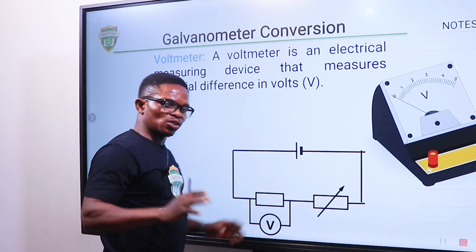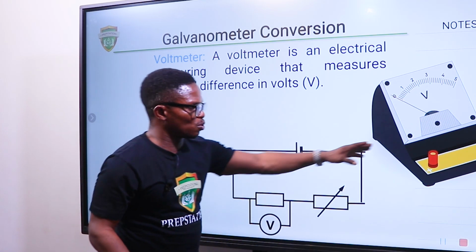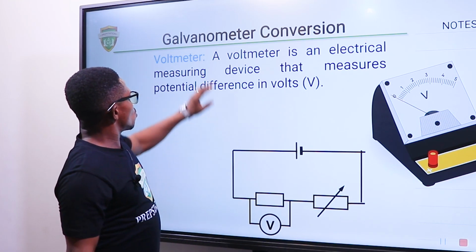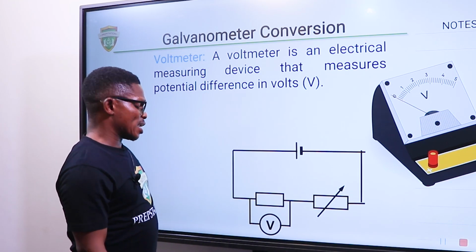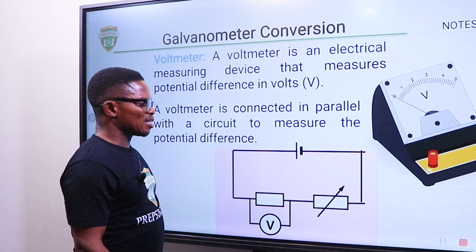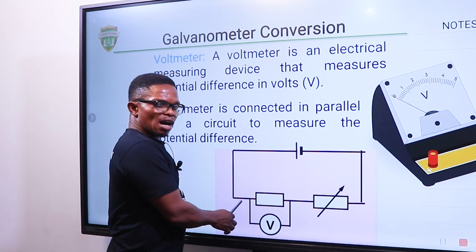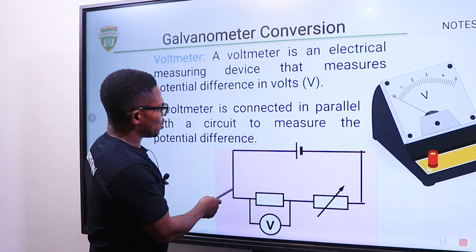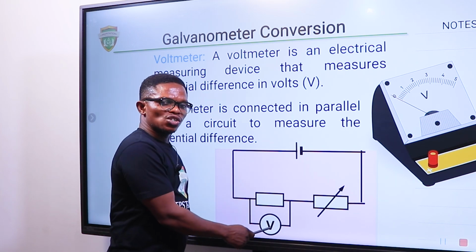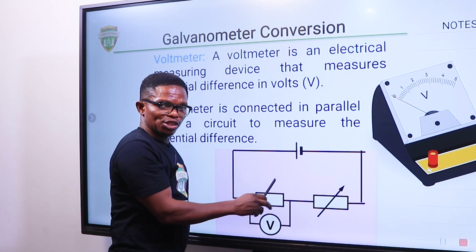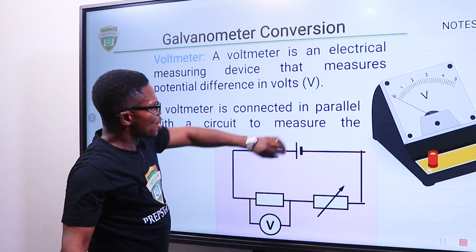But for now, because of physics practical, I have to differentiate each and every one of them. So this is what a voltmeter does. And how do you connect it? You connect it in parallel to the components you want to measure, unlike the ammeter, which was connected in series. The voltmeter is always connected across the components to be measured. That is how you connect a voltmeter.